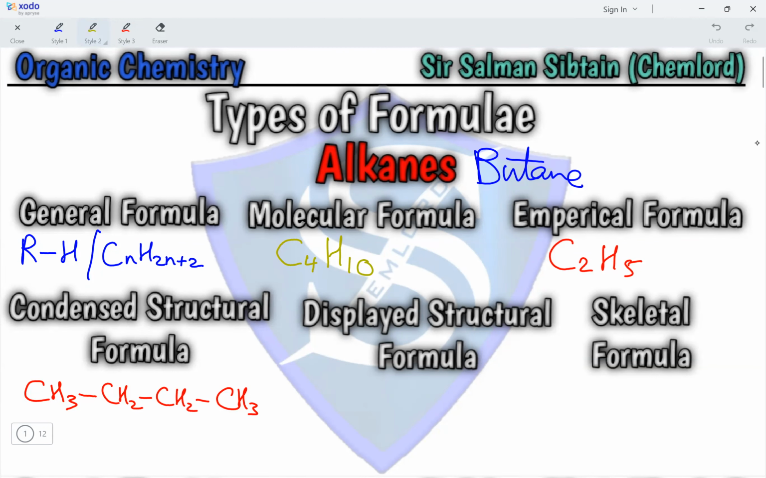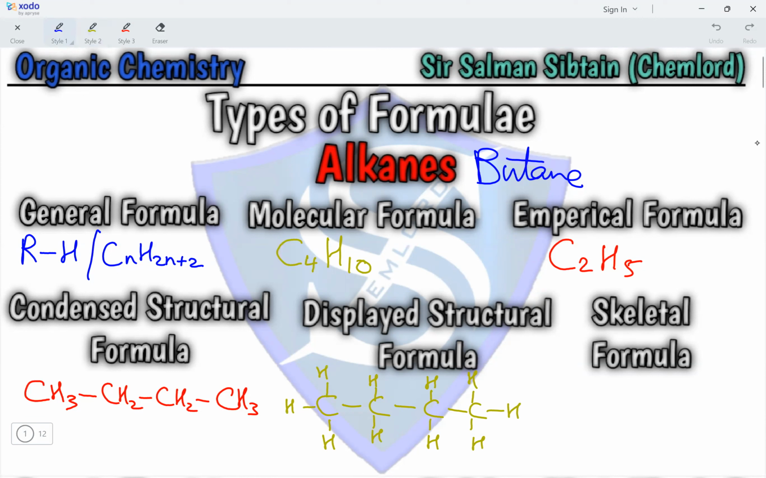Now, in order to see the displayed structural formula of butane, every bond present will be seen. So this will have four carbon atoms, and every carbon atom will be bonded to a different number of hydrogen atoms based on the number of bonds already present. So the terminal carbon atoms, that means the one on the extreme left and the one on the extreme right, will be bonded to three hydrogen atoms each, and the two carbon atoms in the middle of the chain would each be bonded to two hydrogen atoms. So this gives us a grand total of C4 and H10 in the displayed formula of butane.